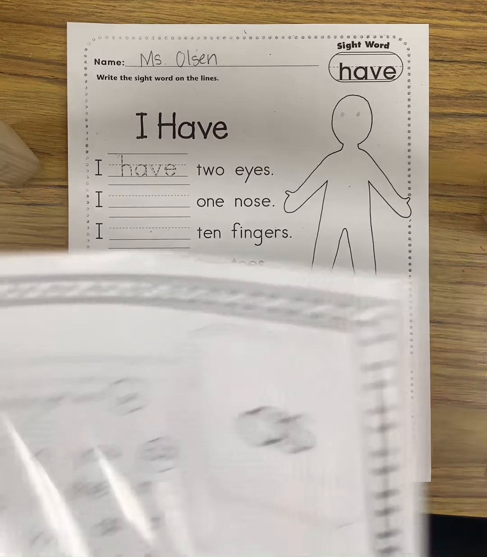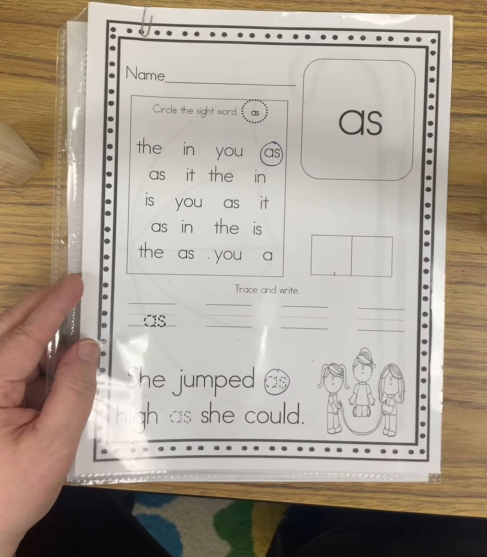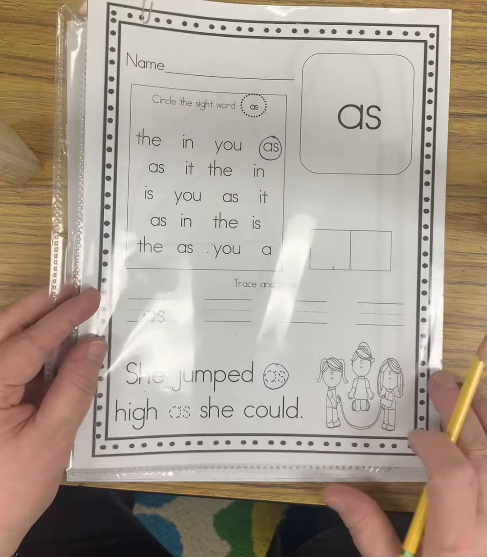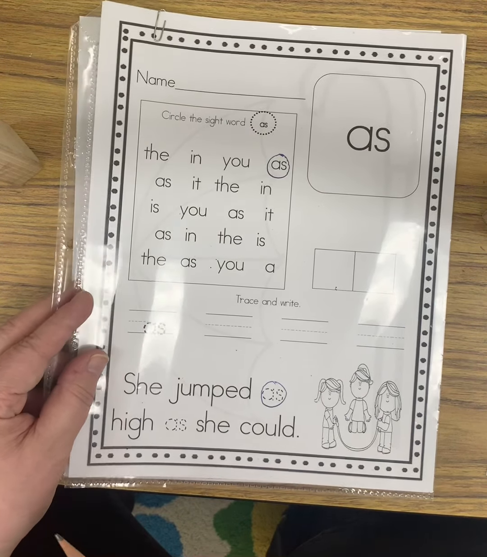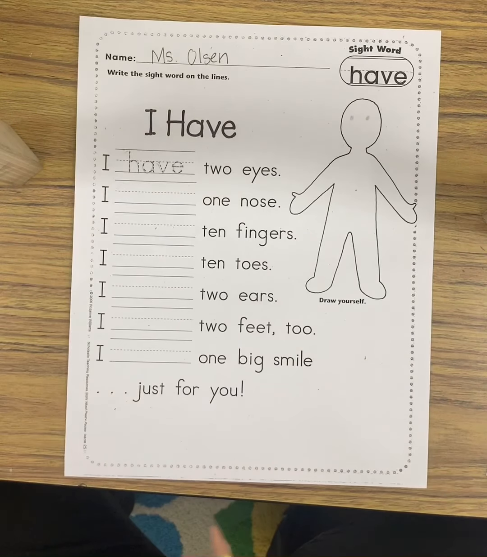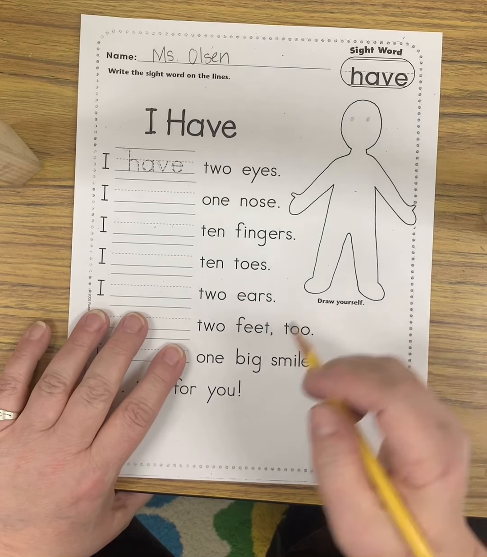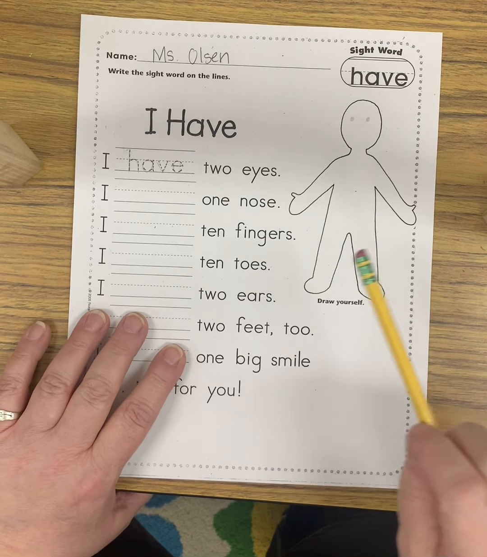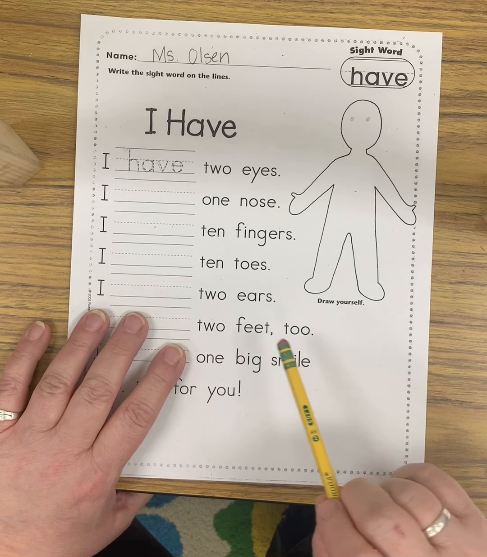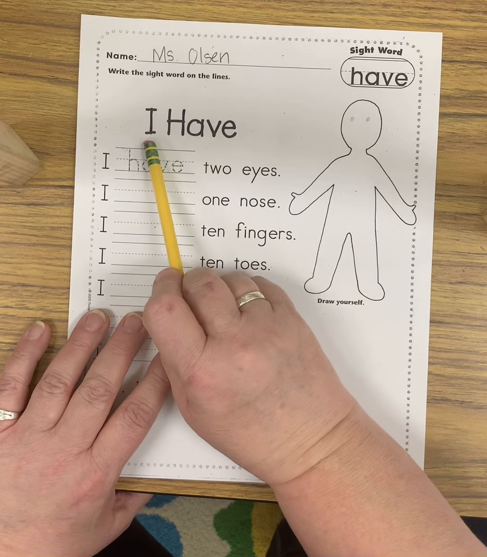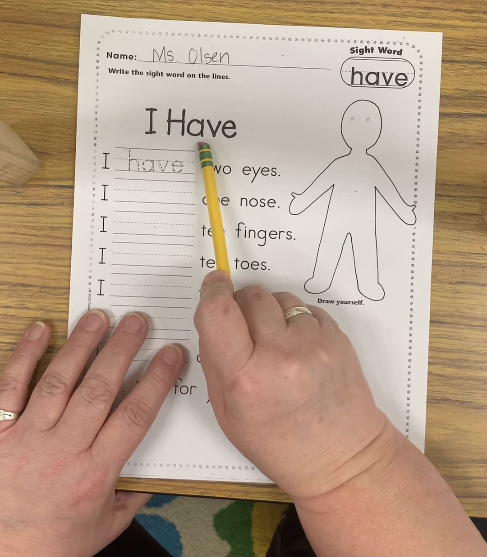And then on Tuesday, we worked on the word as. Sight words are something that you should be able to just look at and know that that's the word as, which is why we have you doing these activities so that you have a better chance of remembering. So today we're going to fill in some missing words in a poem. And the title of the poem is I Have.